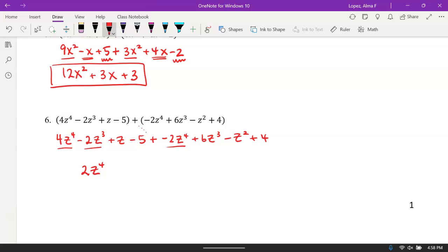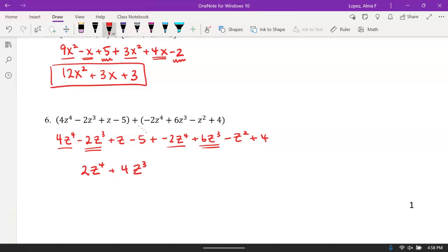Next, we're going to deal with the 3rd degree terms. Notice I use a little marking technique. It's really helpful to keep track and make sure you use all of the pieces. And since we did the 4th degree terms, we're going to do the 3rd degrees now. A negative 2 of those and 6 of those make 4 of those.